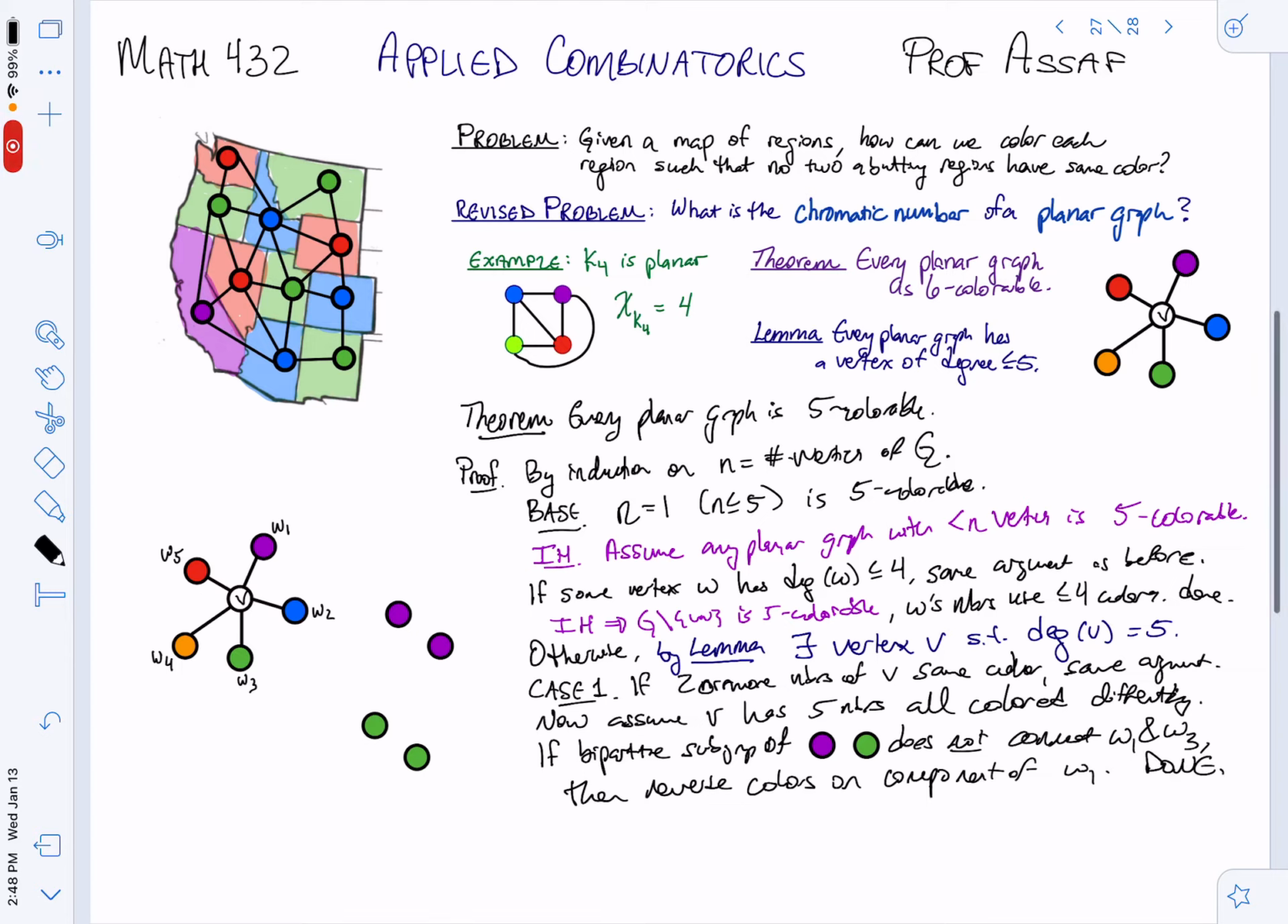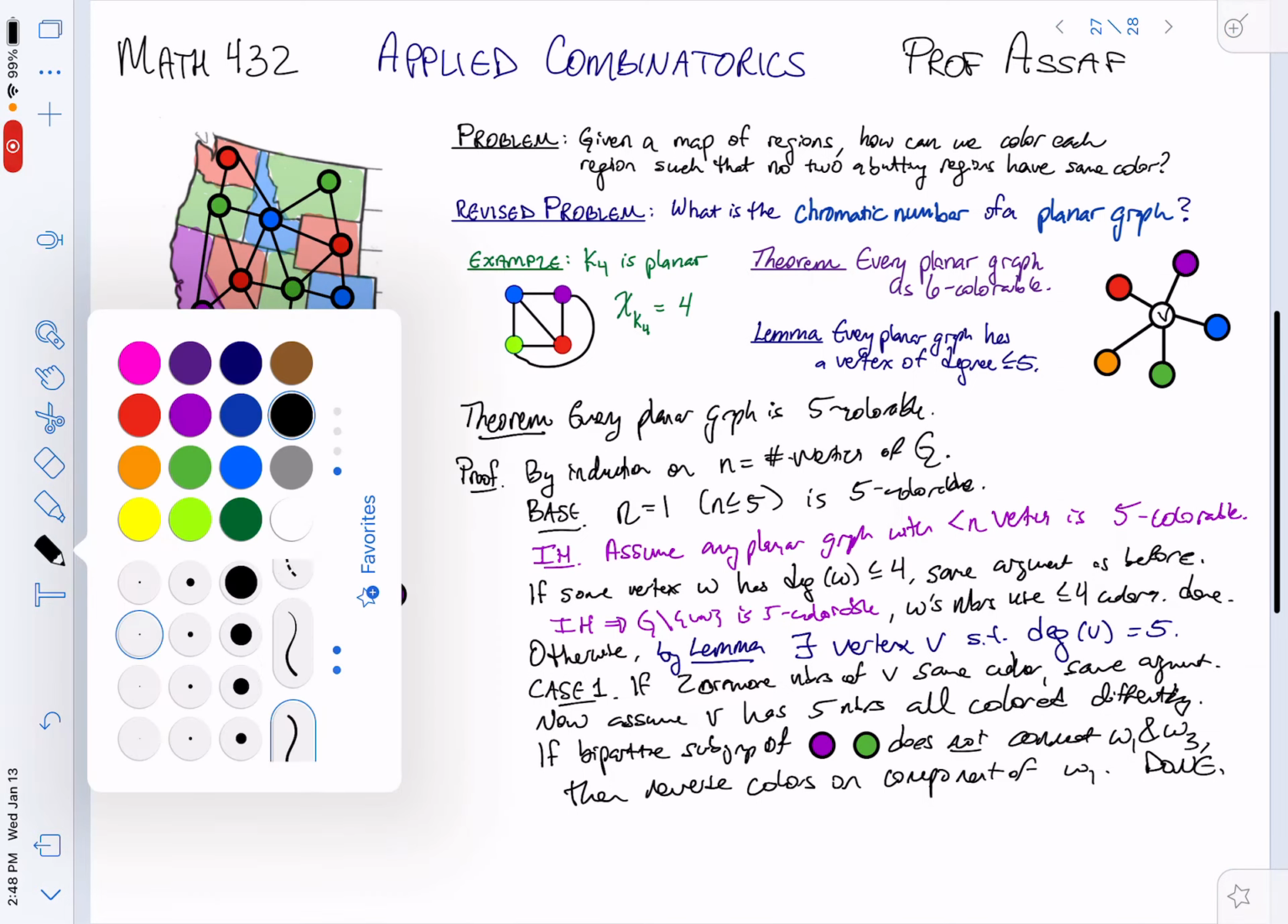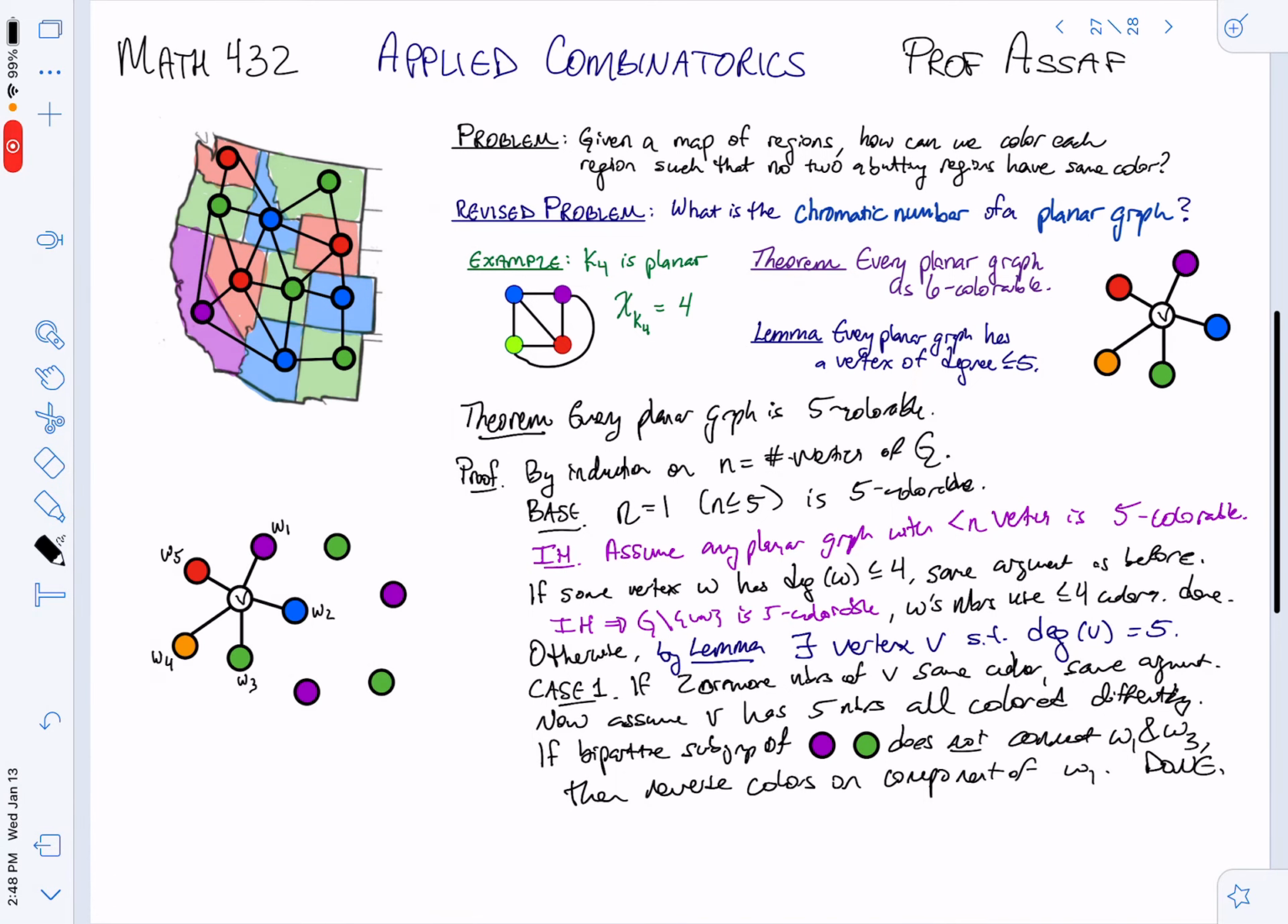So what does that mean? That means that if I'm looking at this subgraph, W1 goes over to here, and W3 is connecting to these. Suppose W1 connects over here to this guy and down to this guy, and W3 connects over here and over here. And suppose these aren't connected in any way, not in a bipartite way. So we cannot get from W1 to W3 following just green and purple edges.